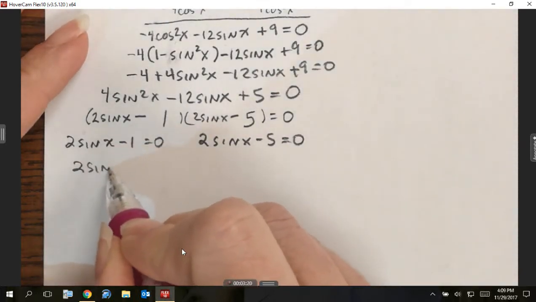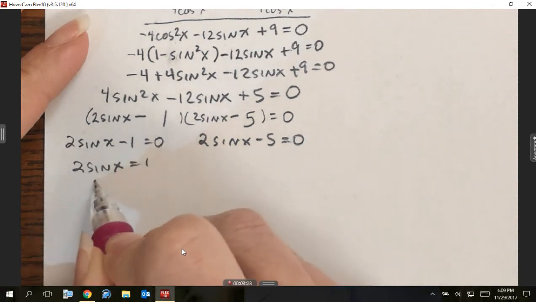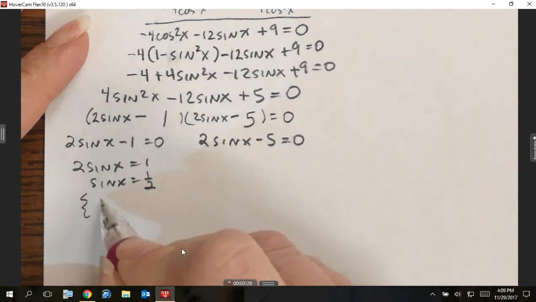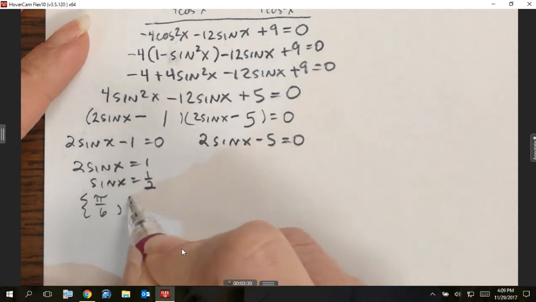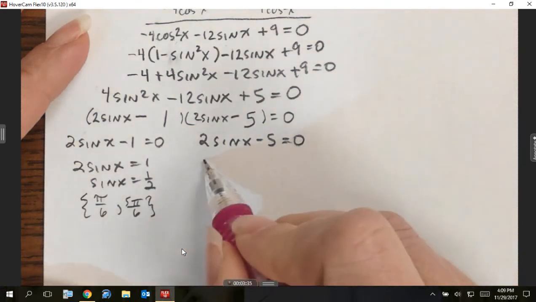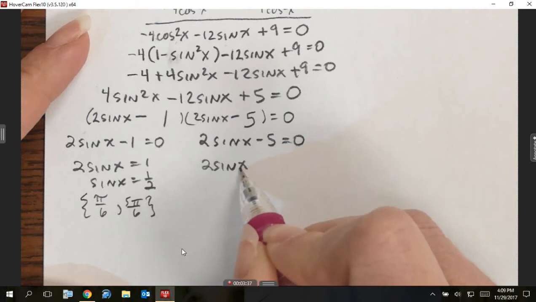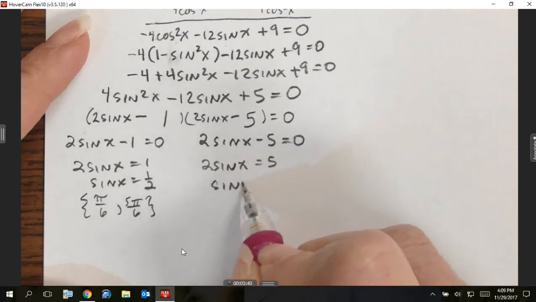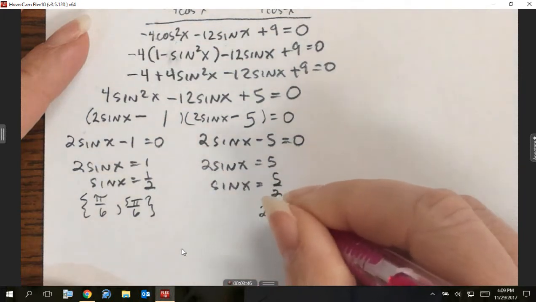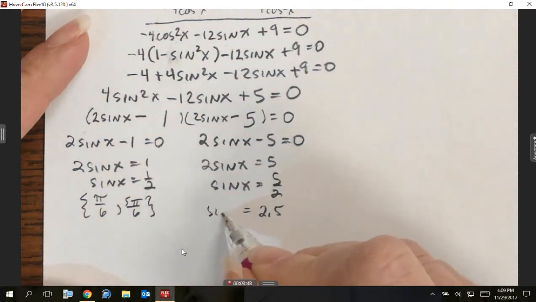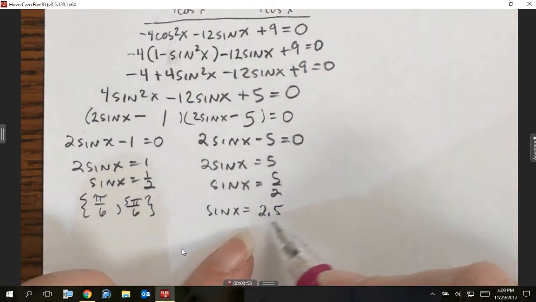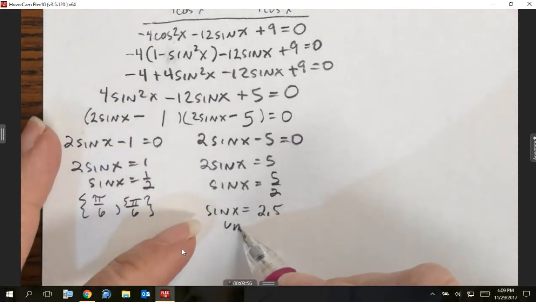Let's see, 2 sine x is 1 divided by 2. We get sine x equals a half, and that's at pi/6 and 5pi/6. Over here, I'm going to add the 5 to both sides. I'm going to get 2 sine x equals 5 divided by 2. I get sine x equals 5 halves, or 2.5. And sine can never be over 1. The highest it can ever be is 1. So this is undefined. This is useless information. I'm not going to use that one.